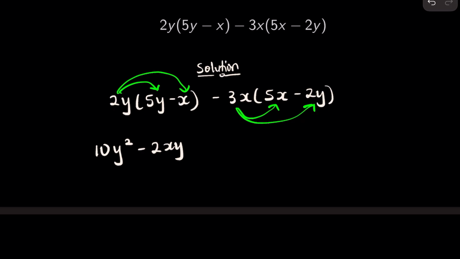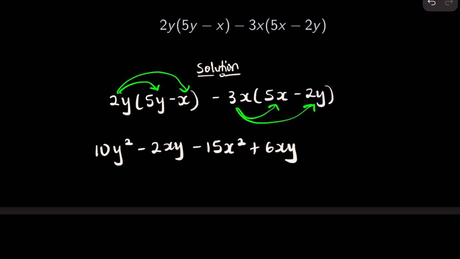2xy. Now here we have minus 3x times 5x, so that's going to give us minus 15x squared. And here we have minus 3x times minus 2y, which is plus 6xy.